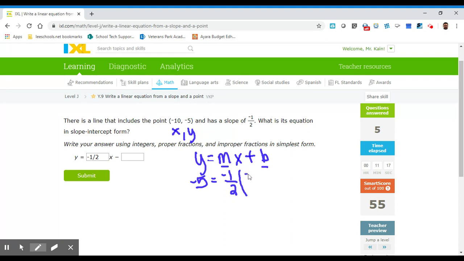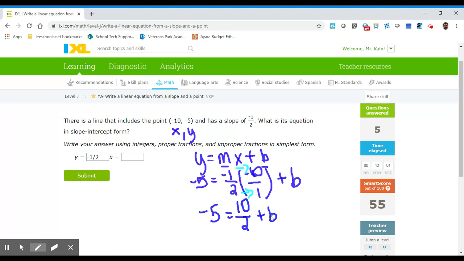And since there's a fraction, I'm going to write -10 over 1 plus b. All right, now let's go ahead and solve this fraction. Remember, to solve fractions, we need to multiply across. So think of it as -1 times -10 all over 2 times 1. If we do that, we get positive, because a negative times a negative is a positive, +10 over 2 plus b equals, on this side, we have a -5 still.